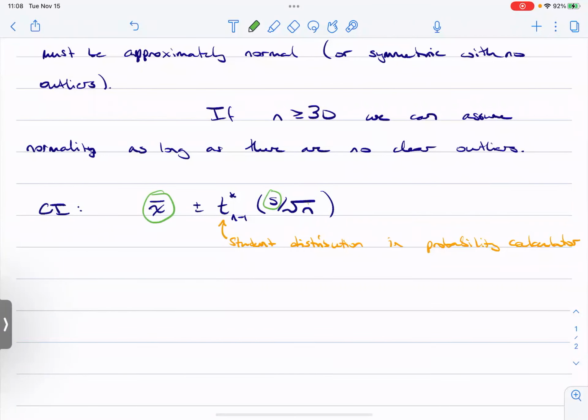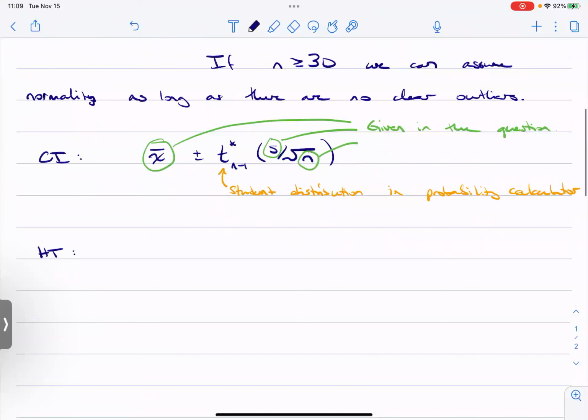All this other information came from the question. You have the sample mean, the sample standard deviation, and the sample size. These values, x bar, s, and n, are all given in the question. Just so we keep track of that, it's just the t star that we need to know how to find, and it's no different than the z star. It's just now it depends on your sample size through your degrees of freedom. In terms of your hypothesis test, step 1 is to state your null and alternative hypothesis.